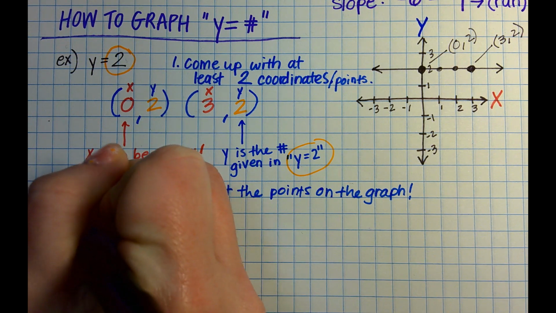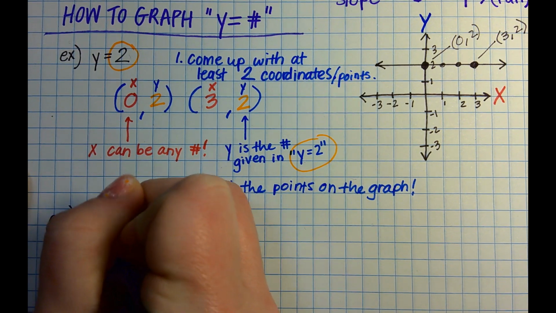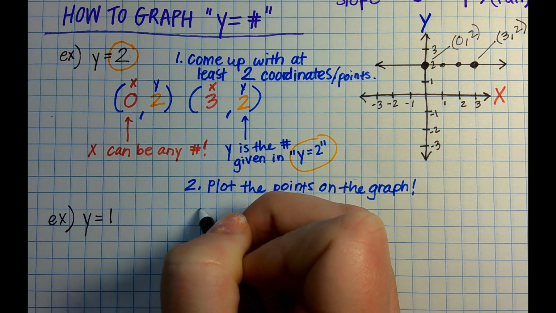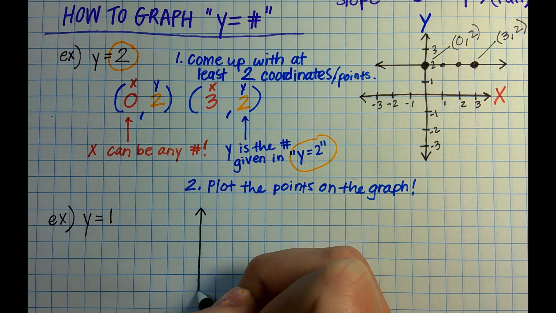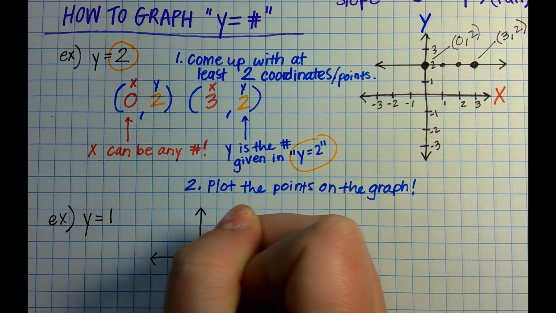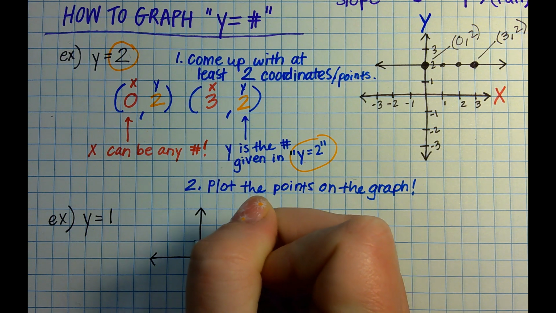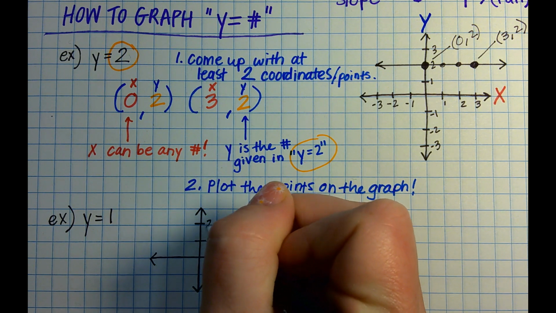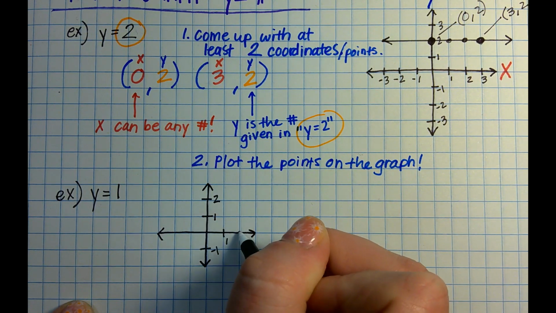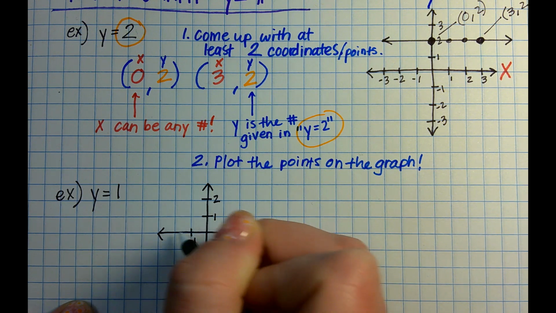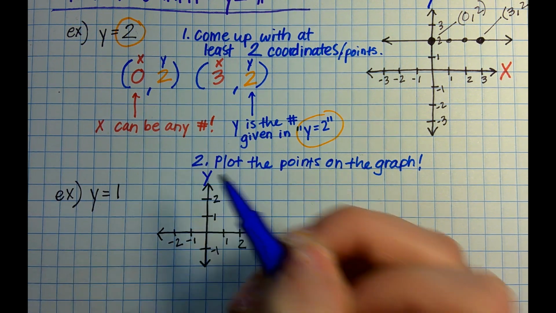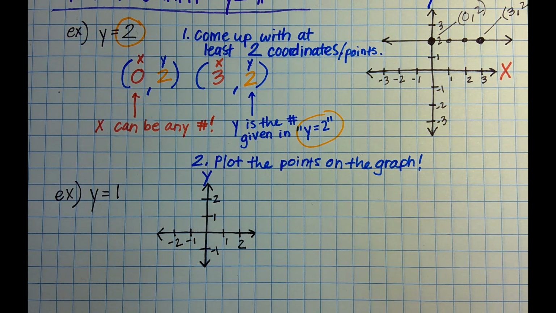Here's another example. What about y equals 1? I'm going to draw another little graph, and this one's going to be even smaller because I only need to go up 1 here. 1, 2, negative 1, 1, 2, negative 1, negative 2. Okay, my y is up and down, my x is left to right.